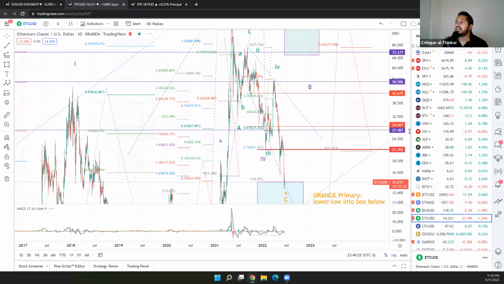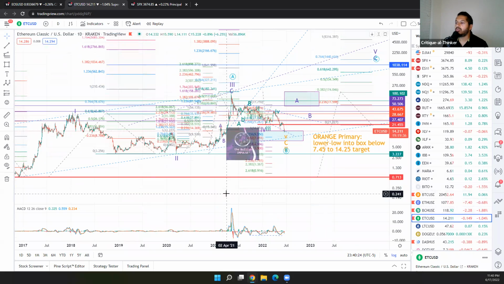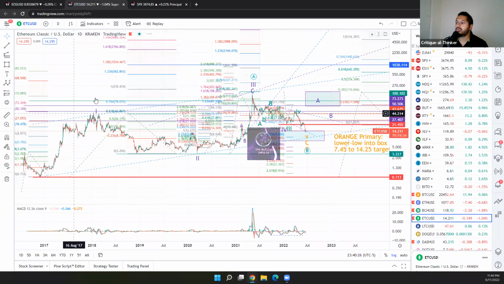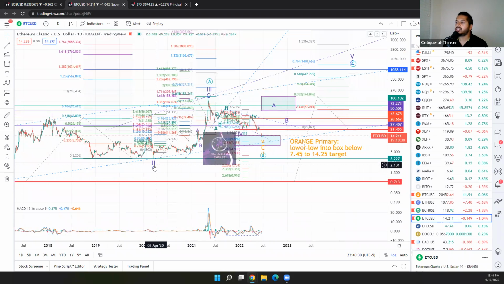Ethereum Classic, this was looking like one of the more promising cryptos, especially when we interpret this as a 1-2-1-2. But here too, I have shifted our interpretation that this is actually an A and a B with the final C wave to come to complete our fifth wave up.